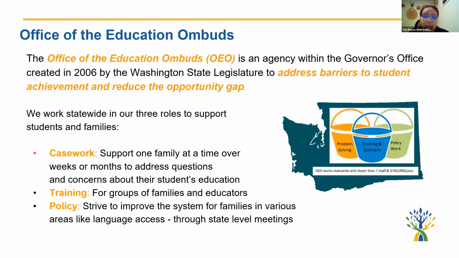Thanks, Joy. So OEO, the Washington State Governor's Office of the Education Ombuds, was created in 2006 by the legislature, and we work to address barriers so that students can adequately access public K-12 in Washington State. Our work can be seen in sort of three buckets. There's the casework, where we work with one family at a time. Anyone can reach out to our office with an individual student concern, but with the casework, we work one family at a time to address questions and concerns that come up. There's also training that we do for groups or families, or sometimes we get called in by community-based organizations to work with teams there, or educators.